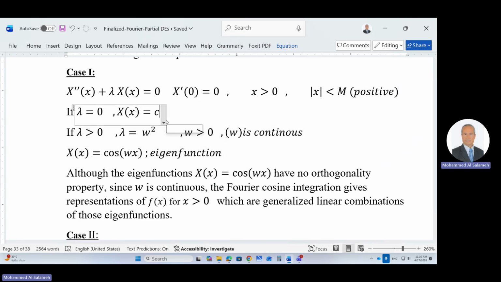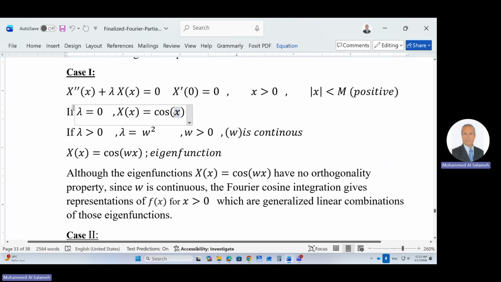This is not C, this is cosine. Cosine root lambda x. Because the characteristic equation will be m squared plus lambda equals 0, m squared equals minus lambda. So m equals plus or minus j root lambda. So the solution will be cosine and sine, but here it will be cosine only because X prime is equal to 0. So cosine here will be root lambda x.